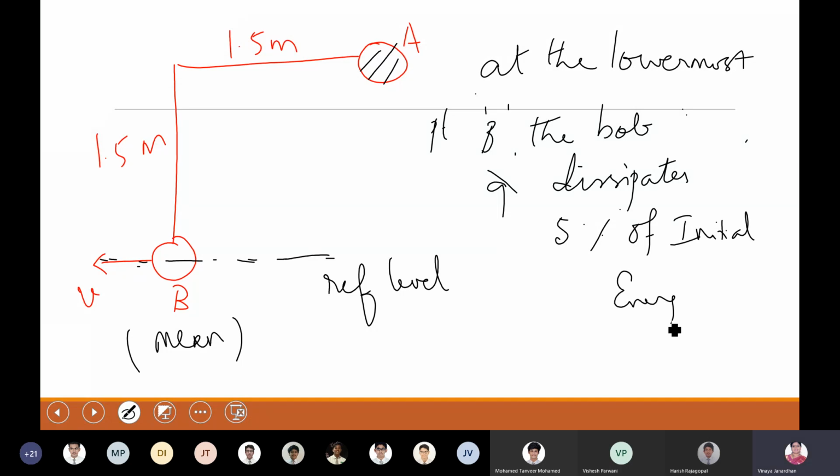What might be its initial energy, boys? Look at this. This is the initial position. What will be the initial energy? I told you this is the extreme position. You know what is the extreme? Potential energy.